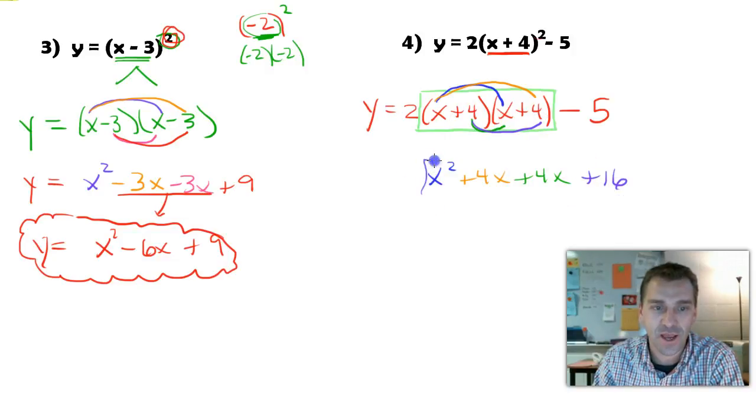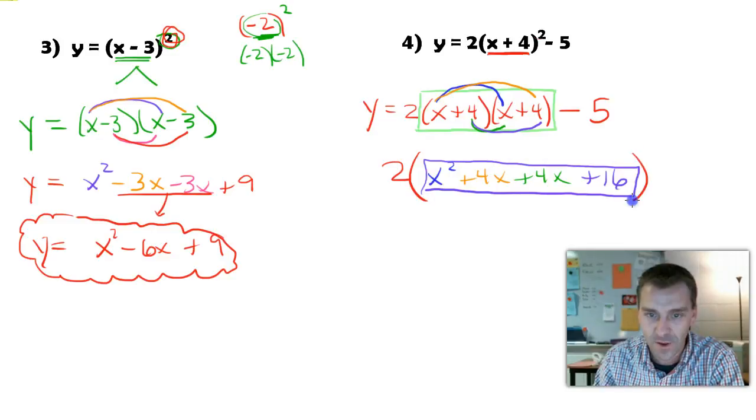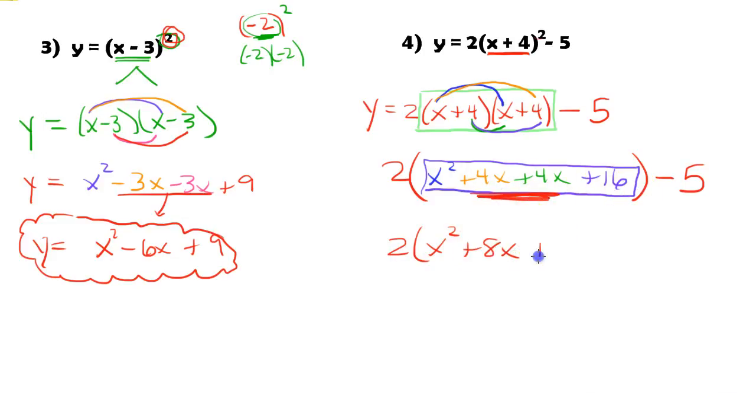So all of this, again, is still everything that's in the box. All of that. I still have this goofy little thing here. I still got the 2 in front of all this stuff. And I still got this negative 5 trailing. So let's clean this up in the parentheses. Let's do what's in parentheses first. Order of operations. So I do the like terms. So 4x plus 4x gives me 8x. And then 16 stays 16. So now everything in parentheses is done.